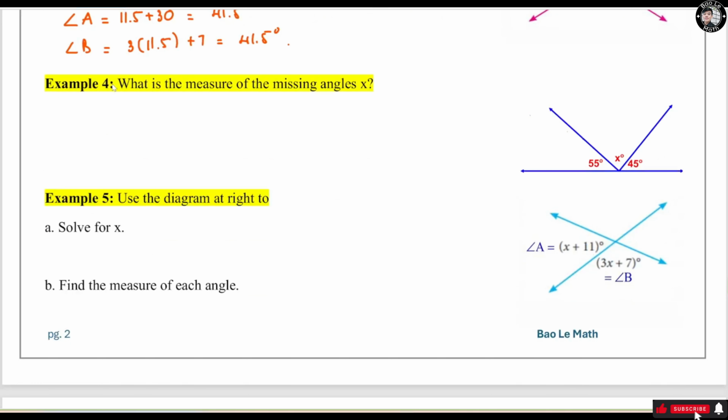Now example number 4. What is the measure of the missing angle s right here? You know that this angle, this angle, and this angle add up to 180 degrees, because they are supplementary. So we have 55 plus s plus 45 equals 180 degrees. So it's going to be s plus 100 equals 180 degrees. Subtract 100 from both sides, so s equals 80 degrees.